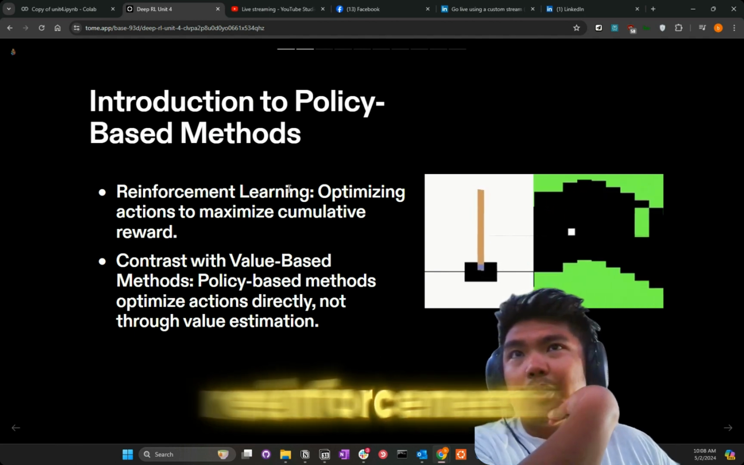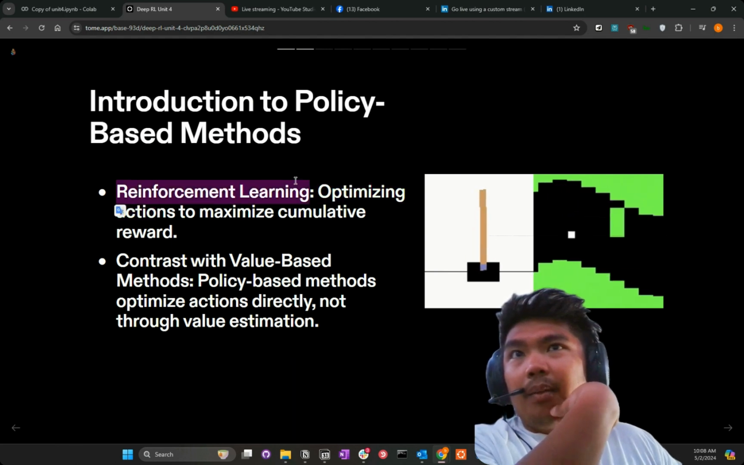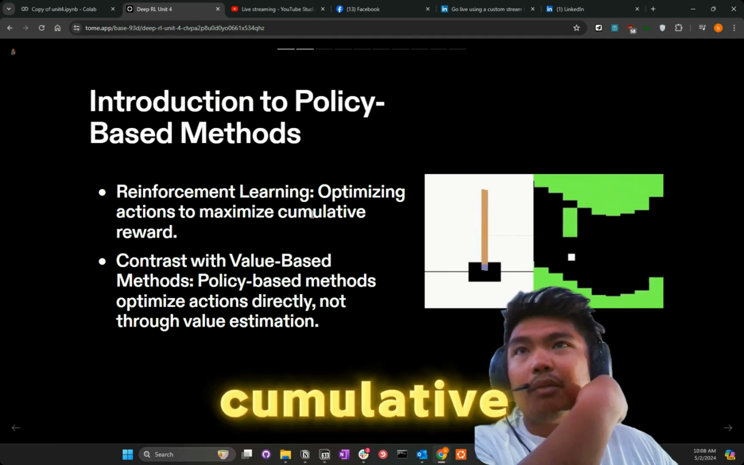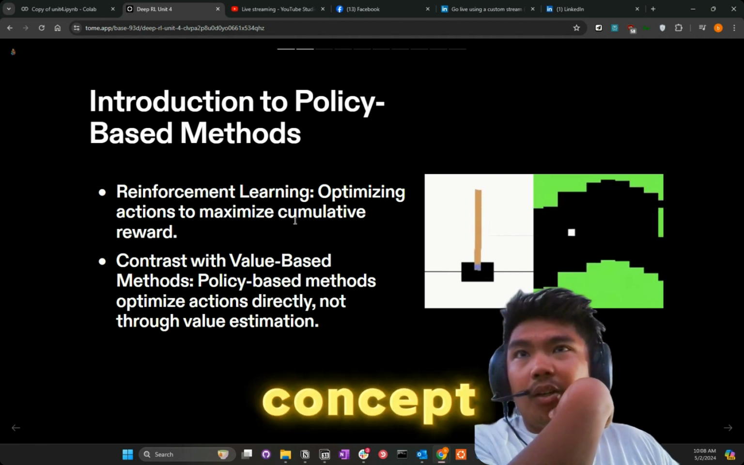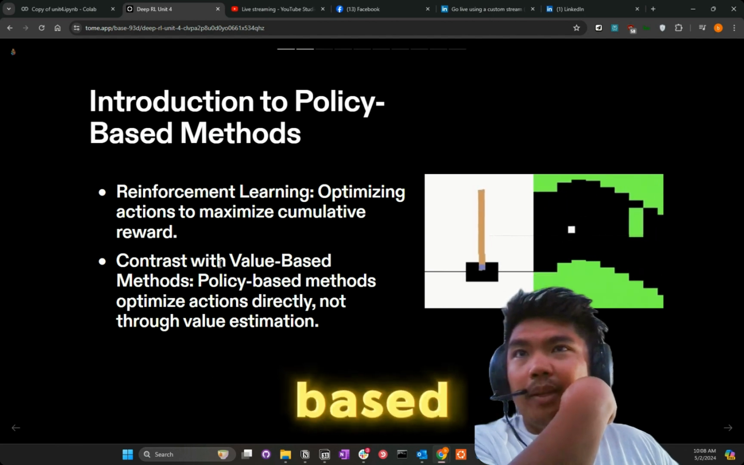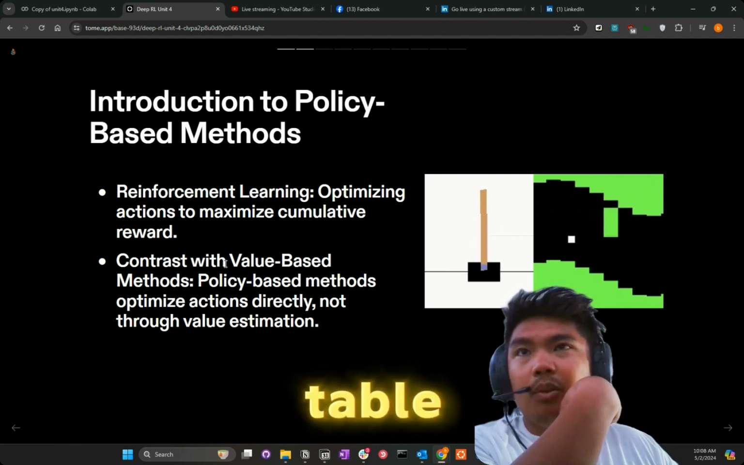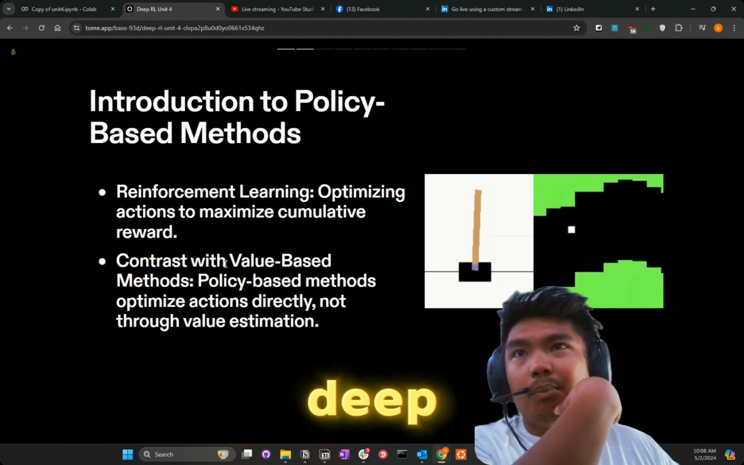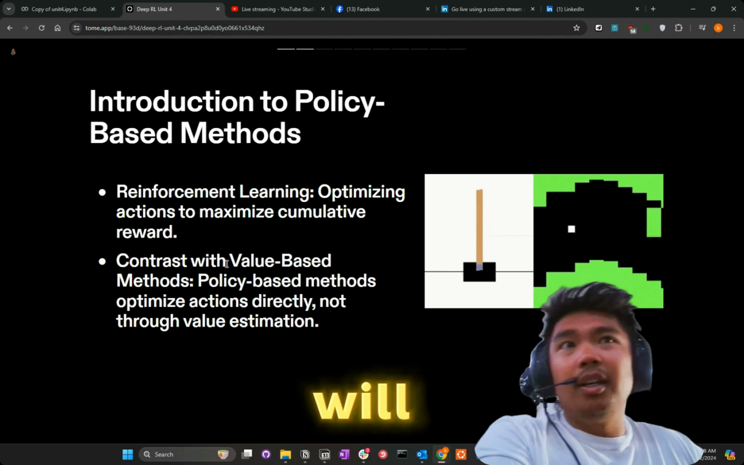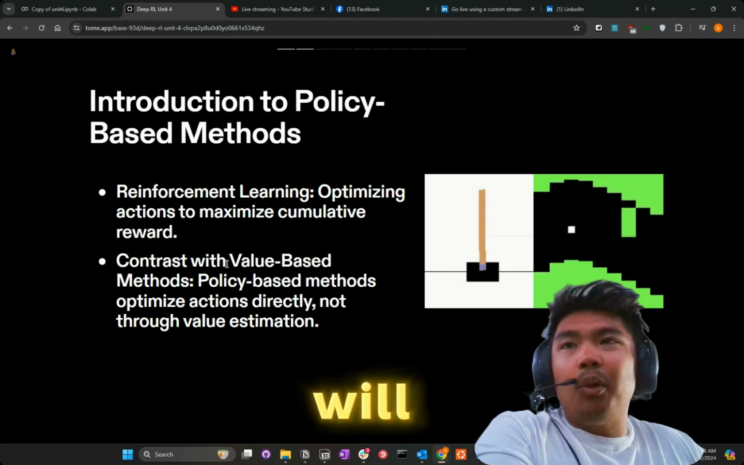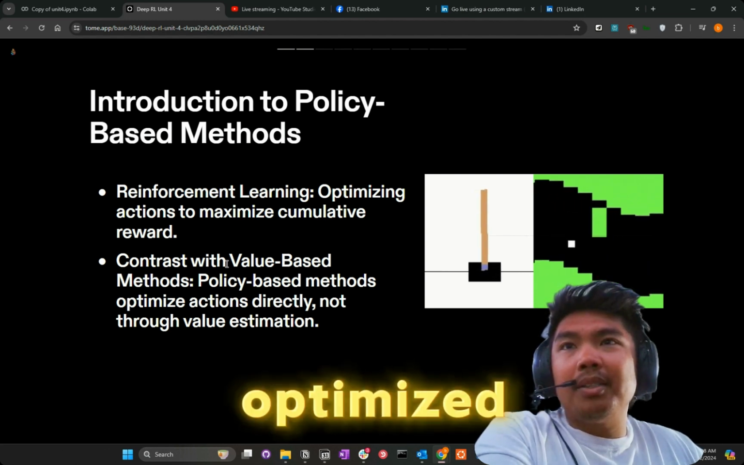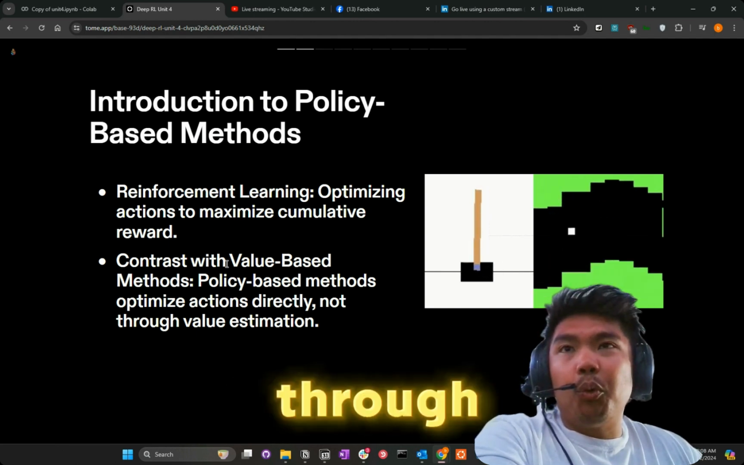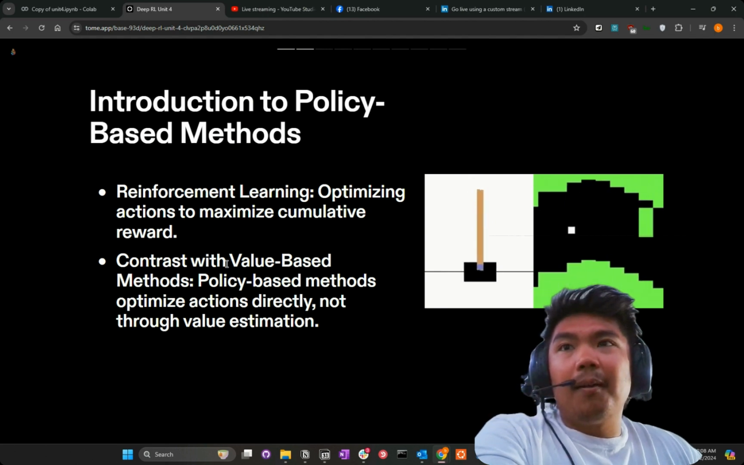As we know, reinforcement learning is optimizing. The goal of it is to optimize actions to maximize a cumulative reward. So with that concept, we already understand value-based methods where we have a Q table. We try to find optimal Q values, and specifically with deep Q learning, we'll estimate the optimized value of an action, but through estimations.